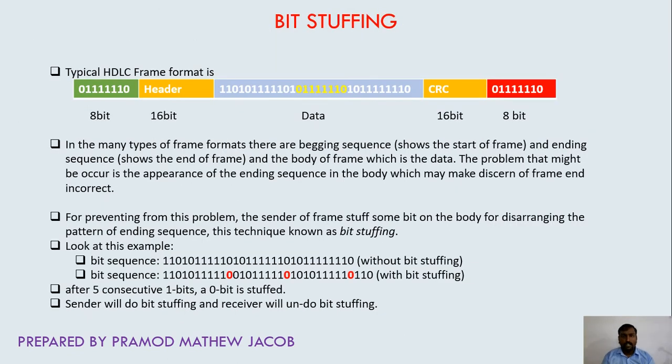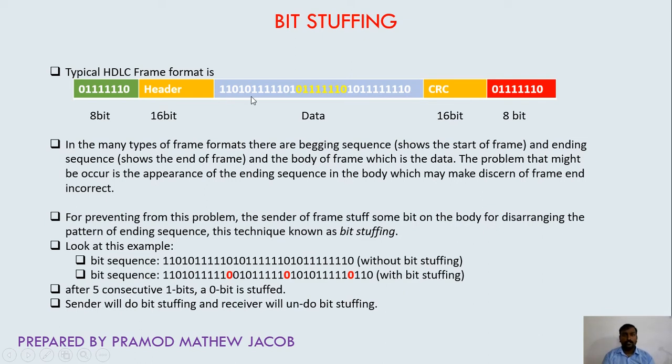Next, let's understand the need for bit stuffing in HDLC. The typical HDLC frame format is shown here. The 8-bit flag, then the 16-bit control information or the header, then the data that is being transmitted, and then the CRC, which is used for detecting errors, and then the final flag, again 8-bit. So here the data being transmitted is this particular sequence of bits.